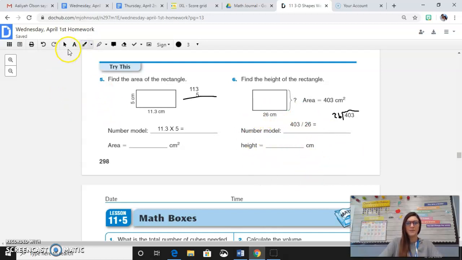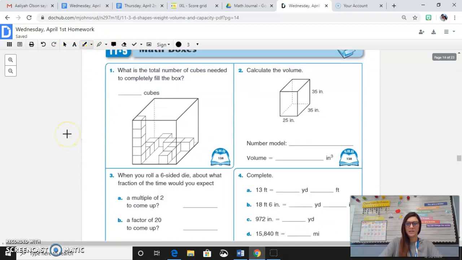Then when you're done with that page, I want you to go down to the next page, 299. And here it says, what's the total number of cubes needed to completely fill the box? We're not going to do that one. We're just going to skip over that one, so just draw an X through it, okay?